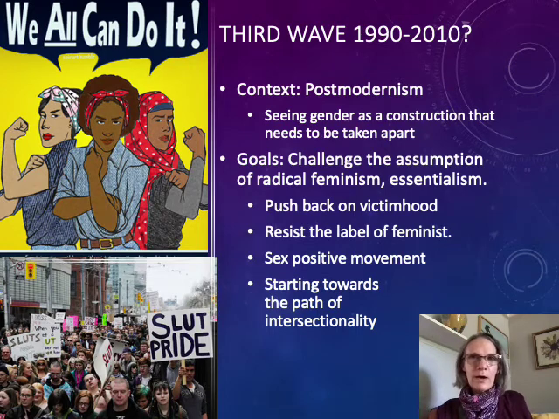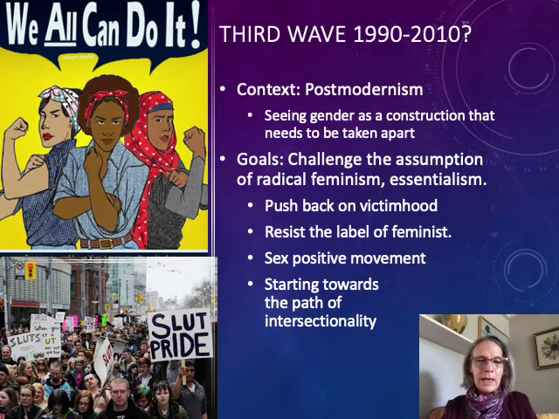And so postmodernism is a European philosophy that kind of takes over academia during the 1990s. And it places an emphasis on deconstructing categories, right? And one of the categories that third wave feminists felt needed to be deconstructed was the category of gender, right? And so seeing gender as a construction that needs to be taken apart and thought about more critically.